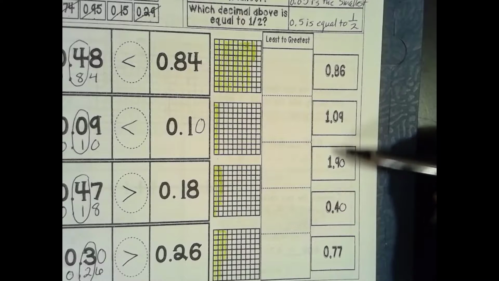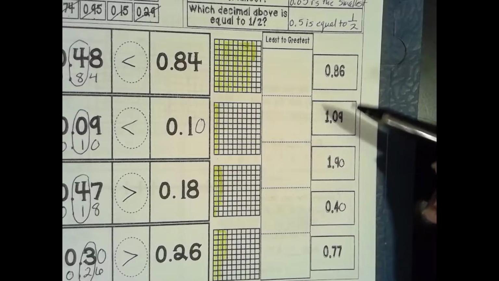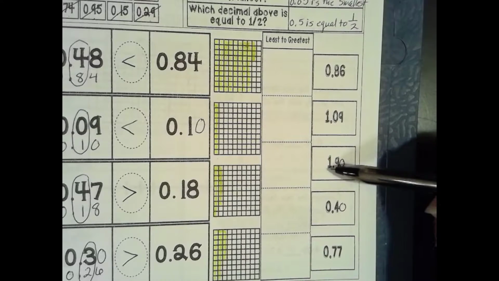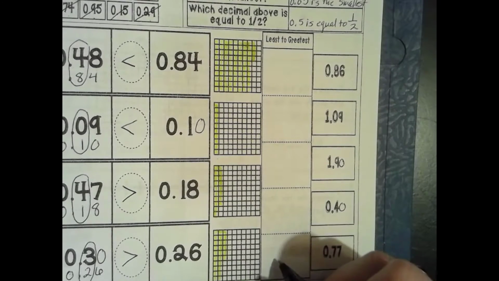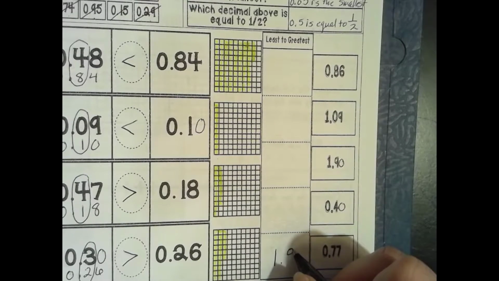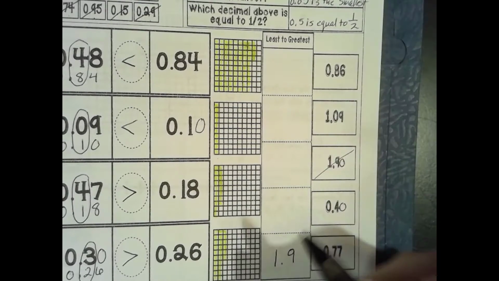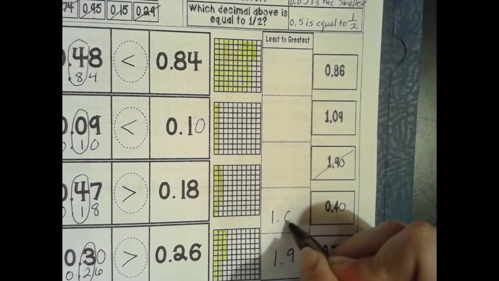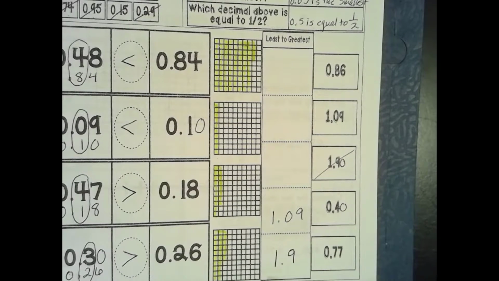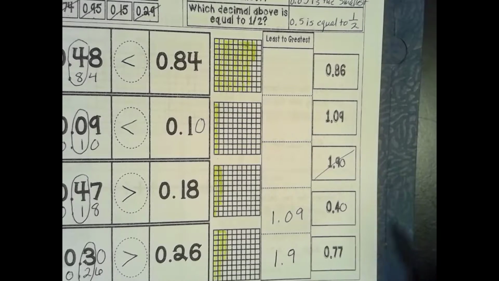Next we look at the tenths. Which one has more? This one has 9/10, this one has 0/10. So this would be like $1.09, $1.90. So $1.90 or 1 9/10, that is our greatest. And next then would be 1 9/100. So $1.90 is going to be greater than $1.09. Now we're looking at just the cents part, or like the change.